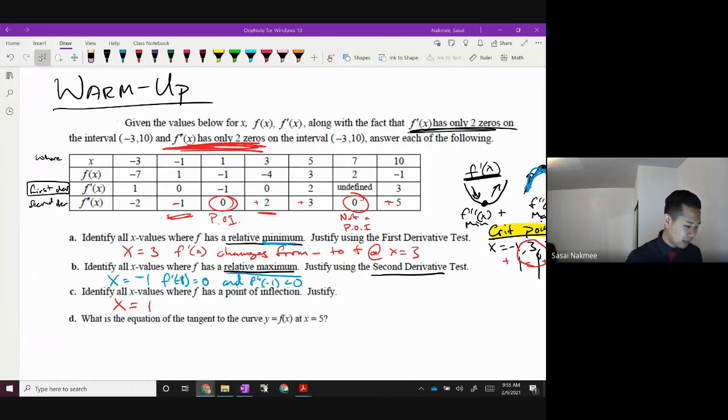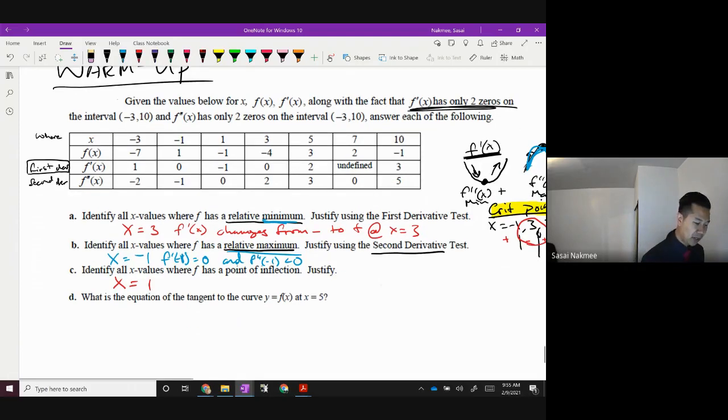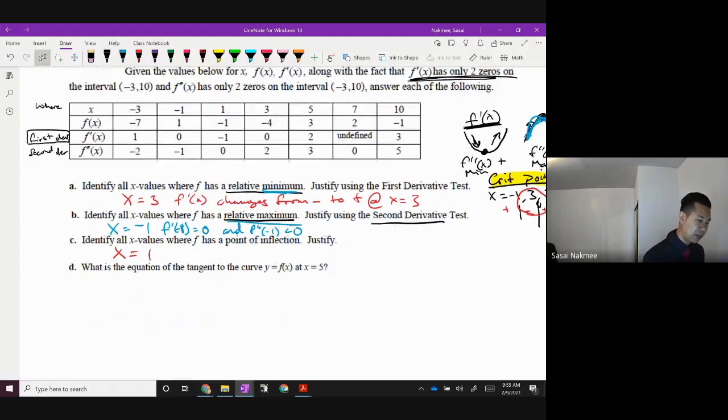Okay, last problem right here. Let's finish this up. Last one is asking for us to write an equation of a tangent to the curve y equals f of x at x equals 5. So these are the things we're going to be focused on right here. I need to write an equation of a line that's tangent there, which means I'm looking to find what, remember, the equation is y minus y1 equals m times x minus x1.